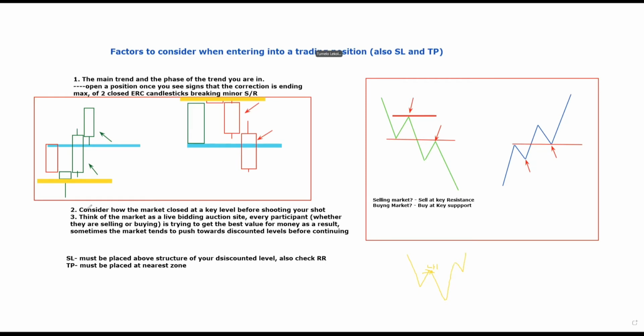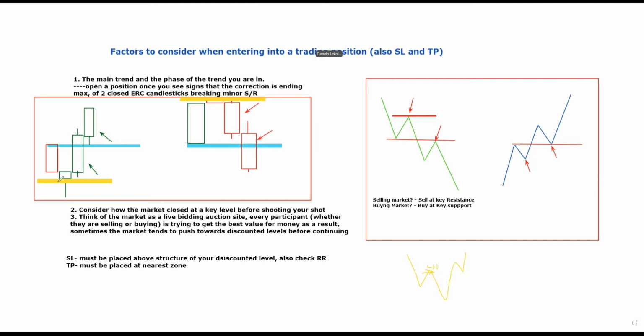And consider how the market has closed at a key level before taking a shot. It goes back to this level. Let me elaborate. If you're in an uptrend, right? This is a buying market, and you closed here on this key level with a bearish candlestick, it's not a signal for you to enter a buy, right?